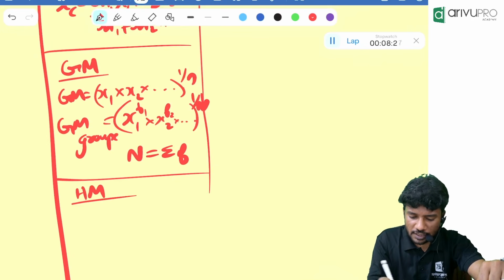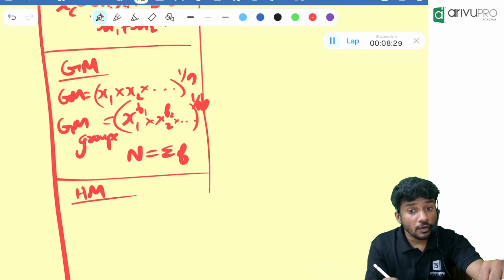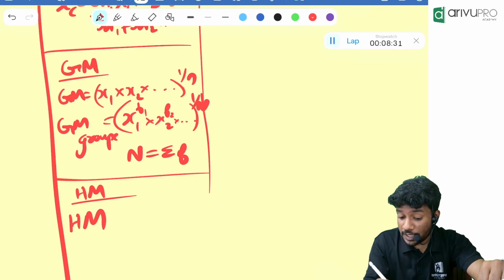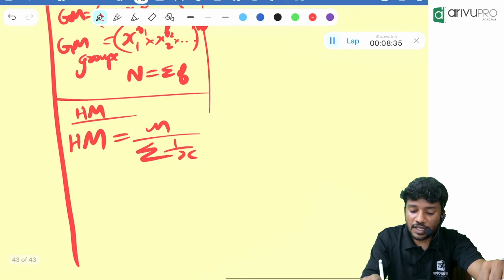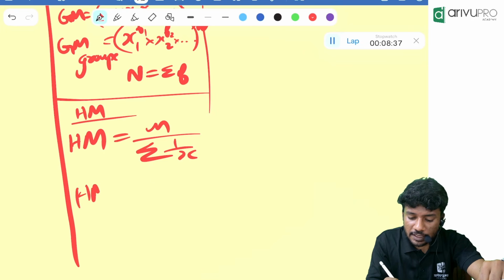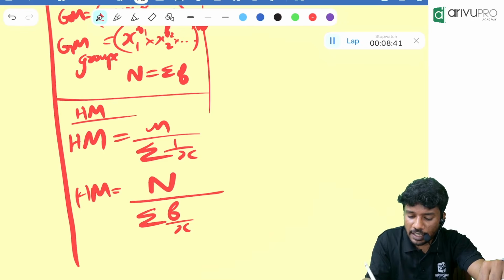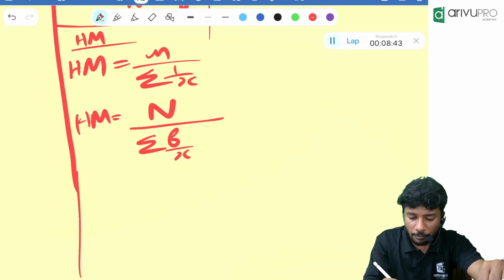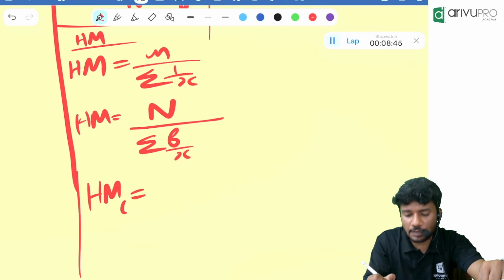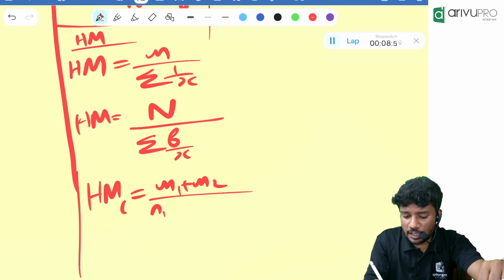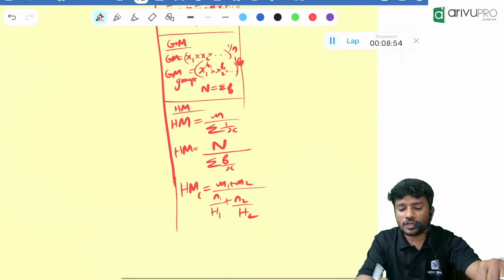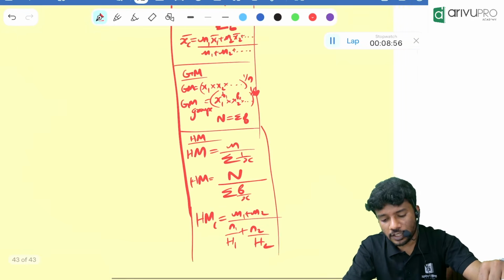Then we studied HM. What was HM, people? HM for ungrouped data is n divided by sigma 1 by x. Then HM for grouped data is capital N divided by sigma f by x. Then what was the formula for combined HM? Combined HM is n1 plus n2 divided by n1 by h1 plus n2 by h2. That was combined harmonic mean.